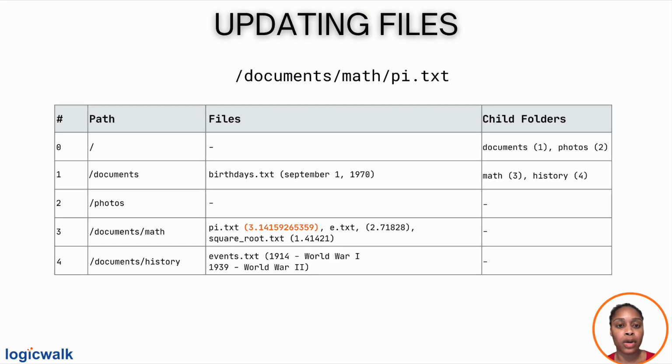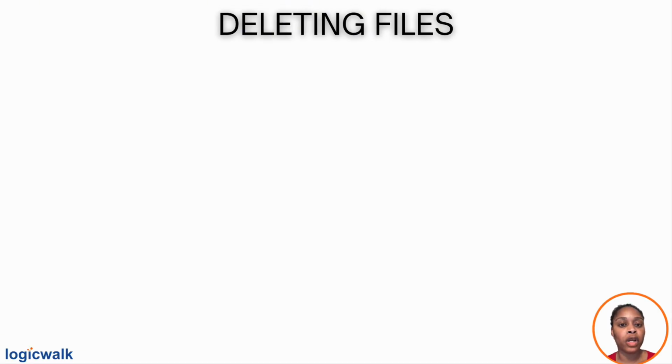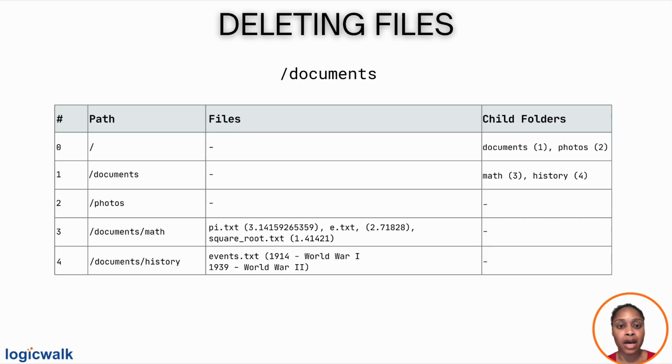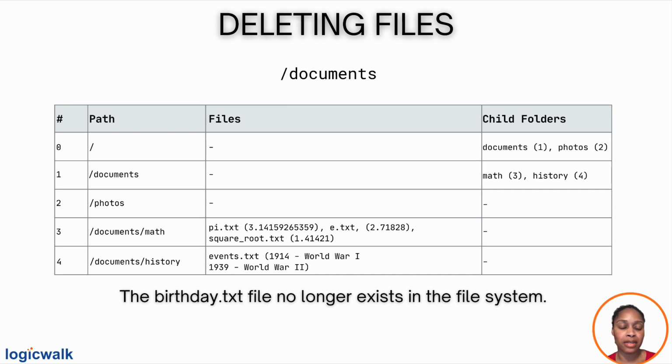Now let's see how the Logicwalk OS deletes a file. Suppose we want to remove this. After resolving the file path and reaching the documents folder, the Logicwalk OS deletes the file by removing the birthdays text file from the folder's files map. Once the entry is removed, the file no longer exists in the file system.